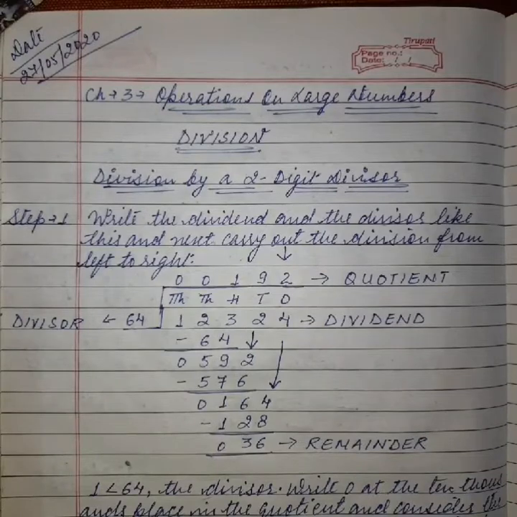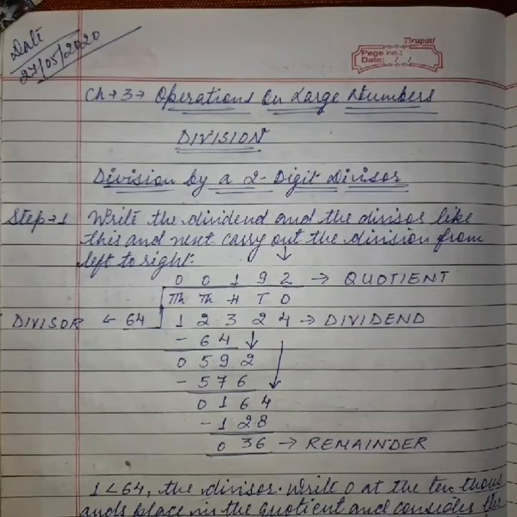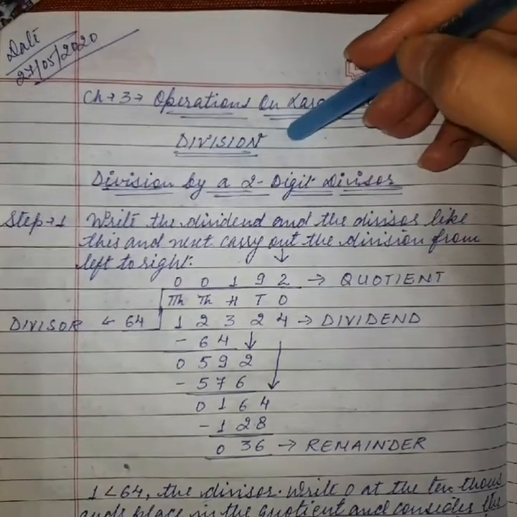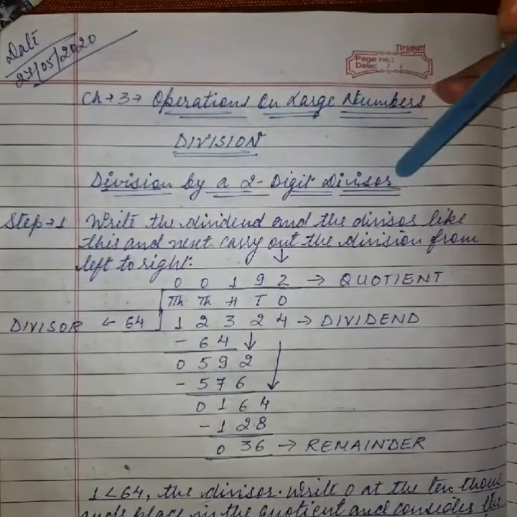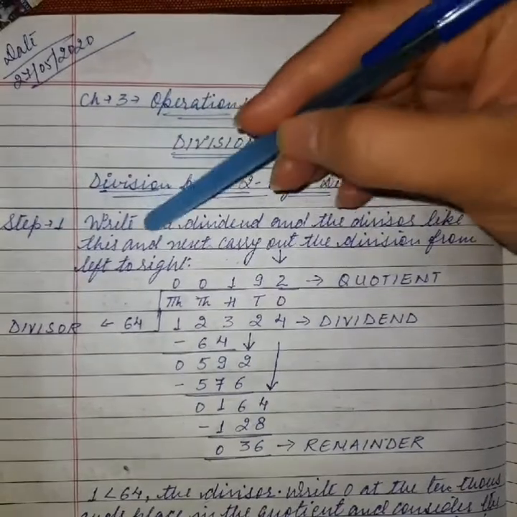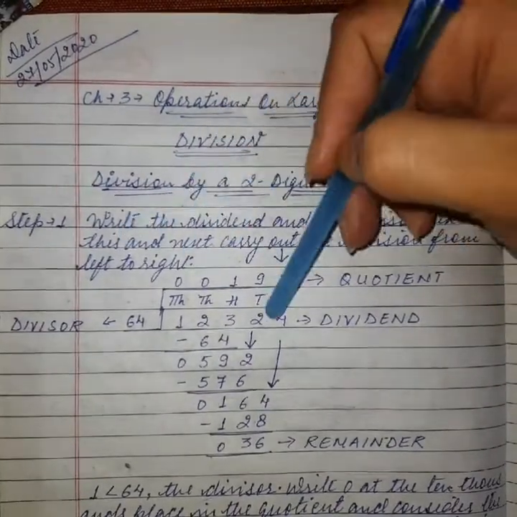Yesterday we learnt about what division is, properties of division, and division by multiples of 10. And now today we will learn how to divide by 2, 3 and 4-digit divisors. So let's continue our chapter division, in which first we will learn division by a 2-digit divisor, in which the first step is to write the dividend and the divisor like this.